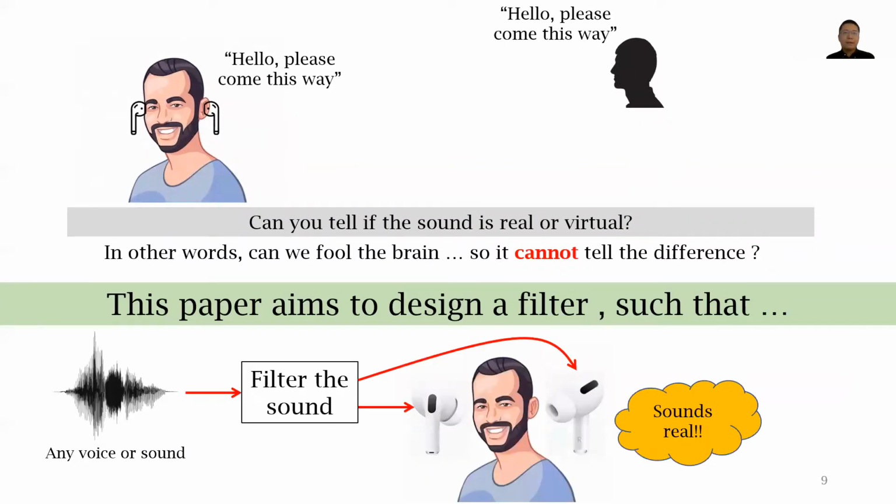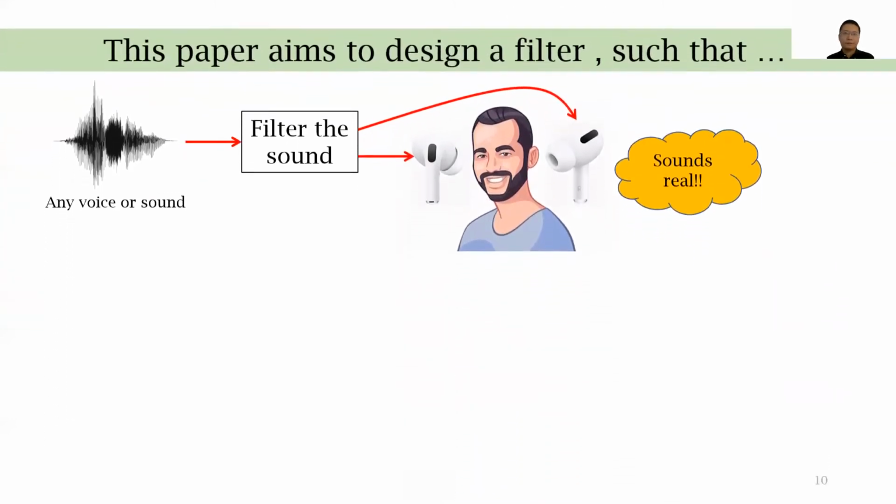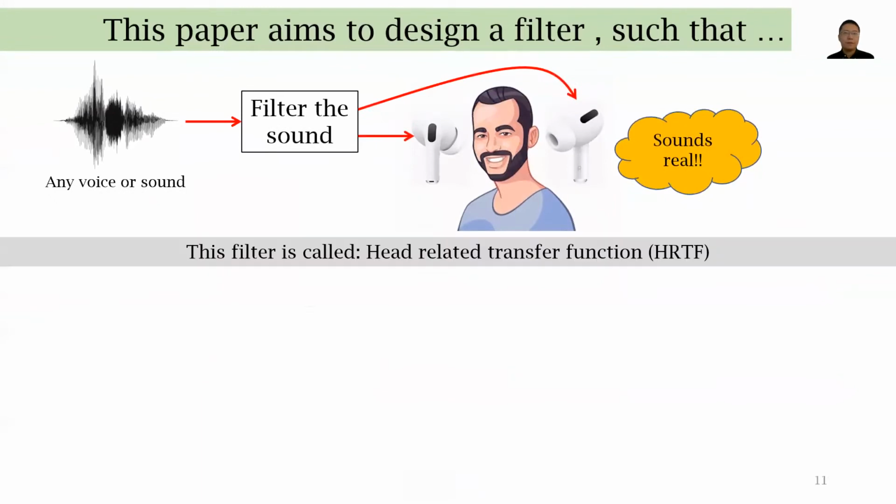This paper aims to design a filter such that when it is applied on the original sound source signal, it can trick the brain to believe that the virtual sound from the earphone is actually the actual sound. And we call this filter head-related transfer function, or HRTF.